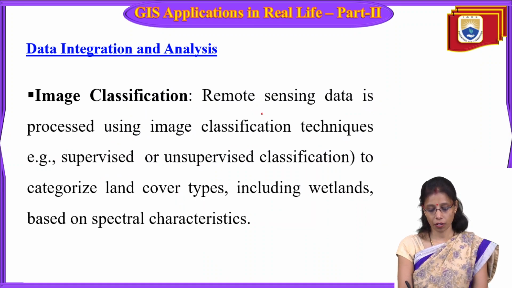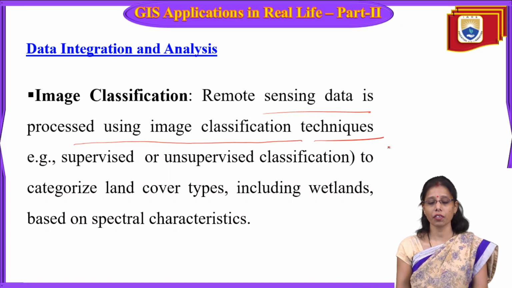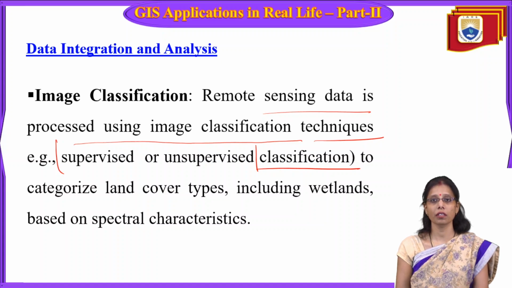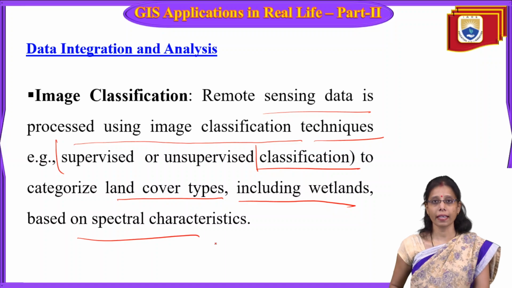Now, data integration and analysis. Image classification: remote sensing data is processed using image classification techniques, which are supervised and unsupervised classification. If you remember, in the previous lectures we learned about both. In supervised classification, training pixels are provided to get the exact information, and in unsupervised classification, training pixels are not provided, so the classification categorizes and ranks land types, including wetlands, based on spectral characteristics.